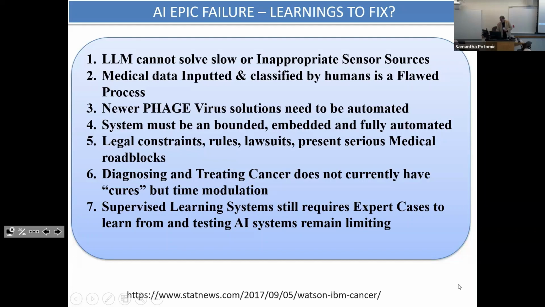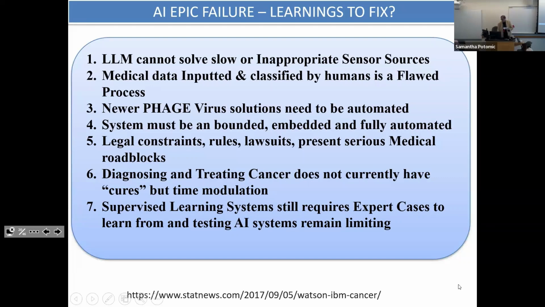Okay, so for a system that isn't bounded, like doctors entering data, the data is bad and the classification is poor, and there are enough problems with the classification for insurance, let alone using it to train an expert system. Legal constraints: the lawsuits have already started with both of these systems. The lawsuits say, you treated so-and-so, they died a nasty death, and we're suing you because you used your computer to make the decision. Really? Diagnosing and treating cancer does not currently have cures, but time modulation. This is the idea that we're not curing cancer, we're changing the time you're alive.